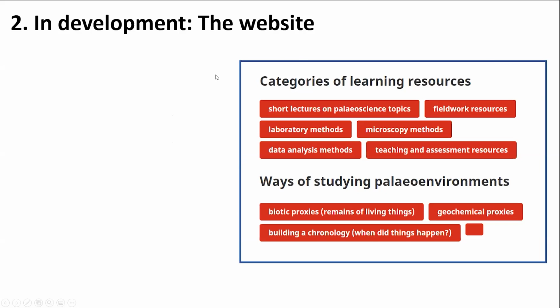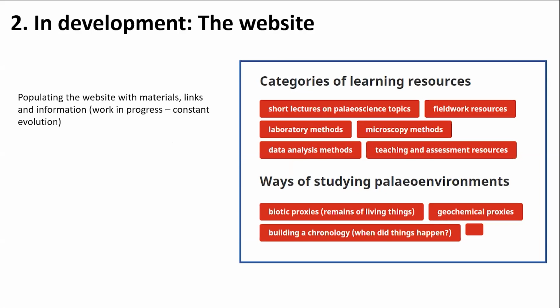But the idea is that we can try to categorize these resources on the website. As you can see, there are the categories here and ways in which you can study the paleo environment, so other categories there, and people can click on those links and go through and find some resources. So the idea with this is as a second phase on from the spreadsheet. Obviously the spreadsheet gives you lots of nice resources.